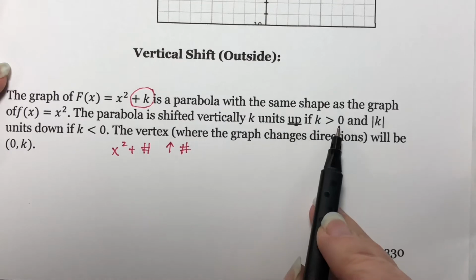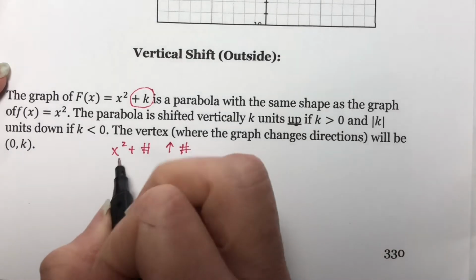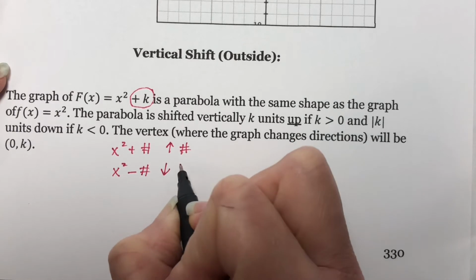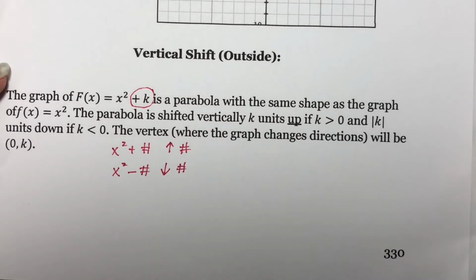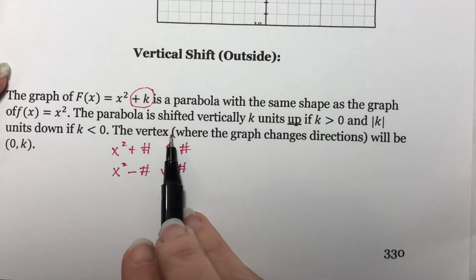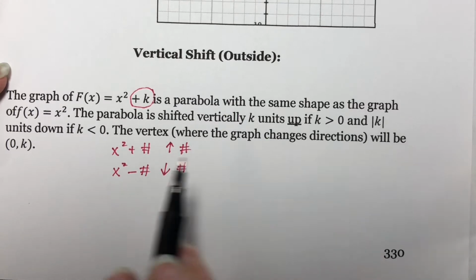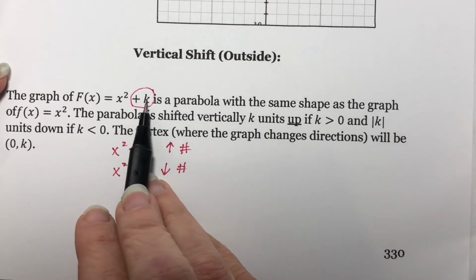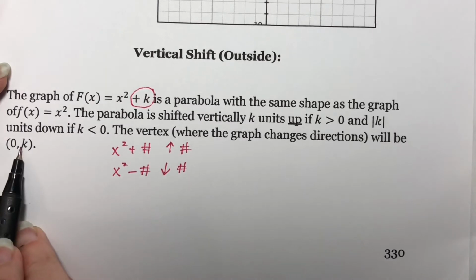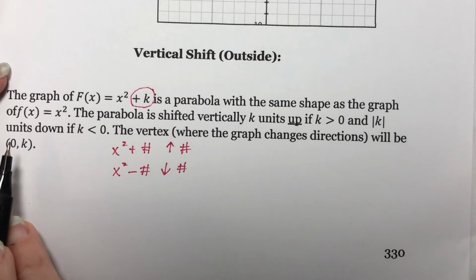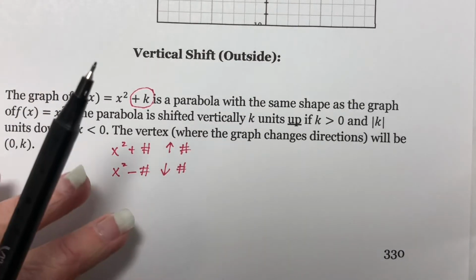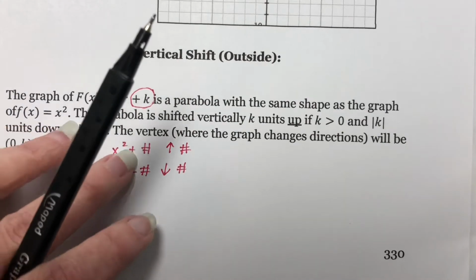And if k is a negative number, which is going to look like x squared minus a number, then we're going to go down by that number, okay? The vertex, which is where the graph changes directions, will be at the point (0, k). So whatever this value is, whether it's positive or negative, that's going to be the y value for our parabola. Okay, so let's look at some example problems.